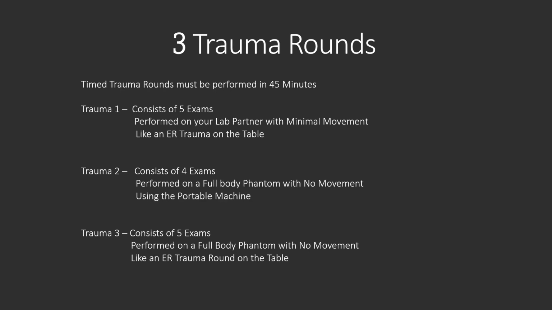You have 3 trauma rounds. The timed trauma rounds must be performed in 45 minutes. Trauma 1 consists of 5 exams performed on your lab partner with very minimal movement. This is to be performed like an ER trauma on the X-ray table. Trauma round 2 consists of 4 exams performed on a full body phantom with no movement using the portable machine. Trauma 3 consists of 5 exams performed on a full body phantom with no movement. It will be like an ER trauma round on the table.